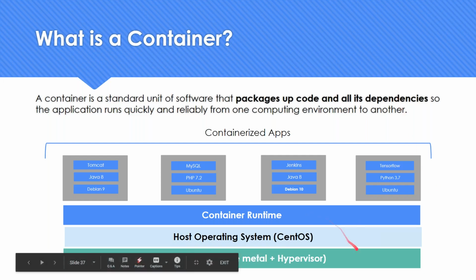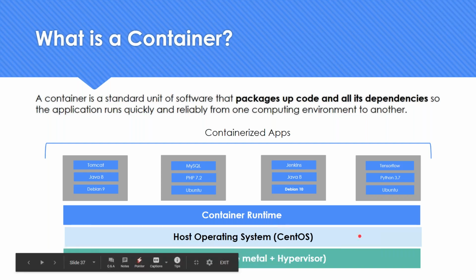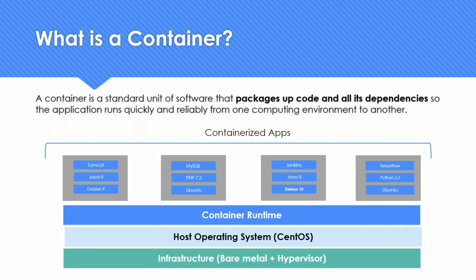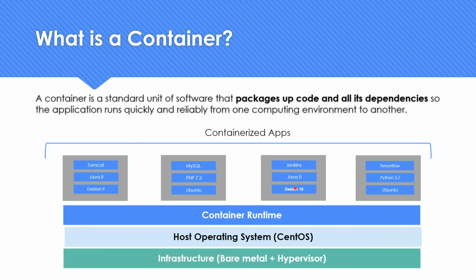That's it. So you have bare metal, and you have a hypervisor installed. This part the cloud provider is going to do, so we don't need to worry about it. What we will focus on is a host operating system. In this diagram it is CentOS, one of the Linux distributions. On top of that I'm going to install a container runtime. Most of the time it's going to be Docker. Then I can have different apps running on it, where everything is packaged.